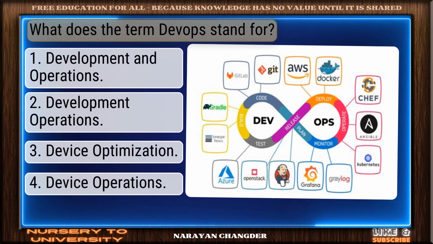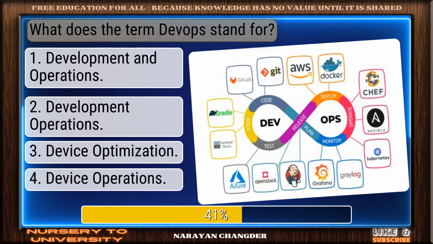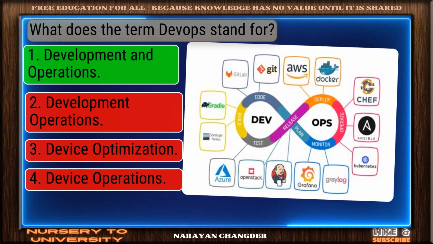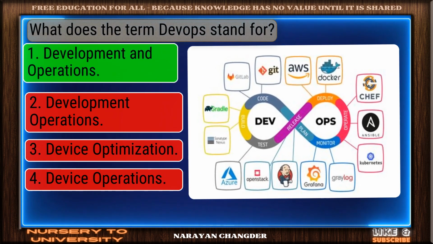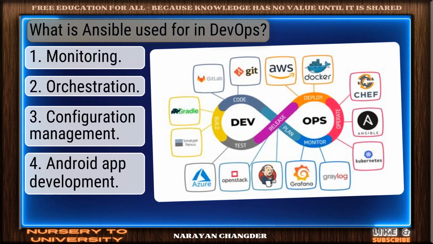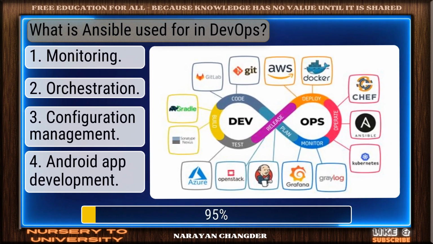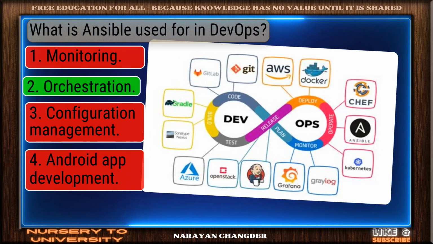Question number 21. What does the term DevOps stand for? You're right. Development and operations is the correct answer. Question number 22. What is Ansible used for in DevOps? Good thinking. Orchestration is the right answer.